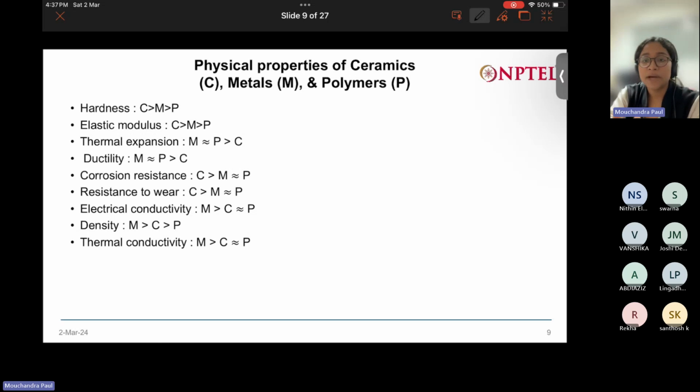So, if we compare properties like hardness, elastic modulus, thermal expansion, ductility, corrosion resistance, resistance to wear, electrical conductivity, density, and thermal conductivity, these are some basic physical properties. If we compare them, it will give a deeper understanding of what is a metal, what is a polymer, what is a ceramic. So we will be able to better imagine how a ceramic will behave, how a metal will behave. That is why this discussion is important.